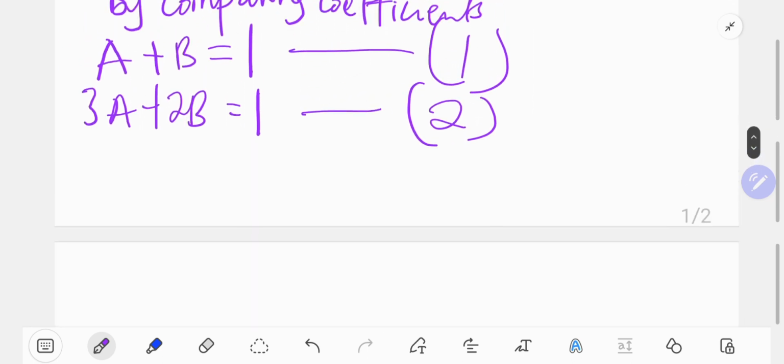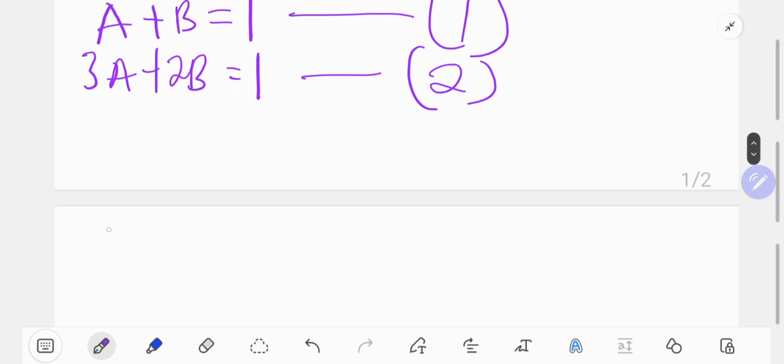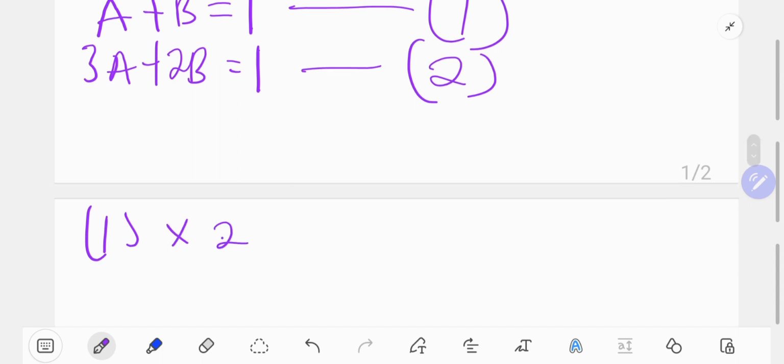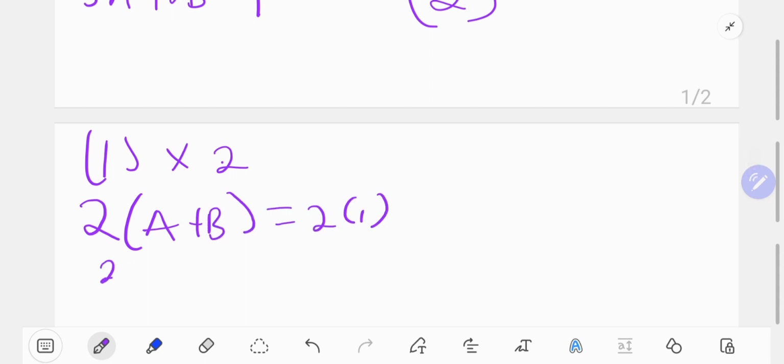Okay, so you can use either the substitution method or the elimination method. There are other methods too, but those are the only two mostly used. So I'm going to go with the elimination method. You can use any method you want. We're still going to get our final answers. So you can multiply equation 1 by 2. In that instance, we are going to get this equals that. You can proceed and then write them as this equals 2, let's call this equation 3.